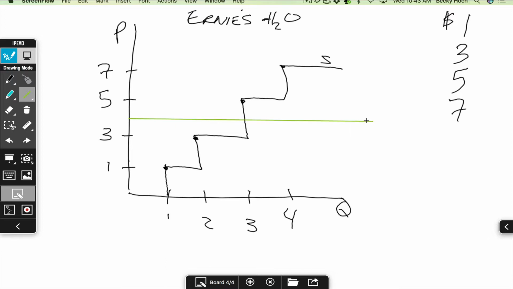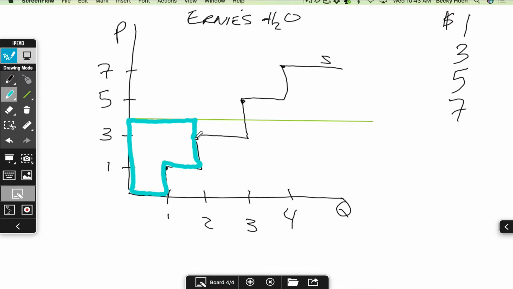So here's our $4 price. Can we sell at $3.50? Because Ernie's only willing to sell this third bottle for $5. So does he sell this bottle? No. So our producer surplus has to stop here, but it goes clear up to the $4.